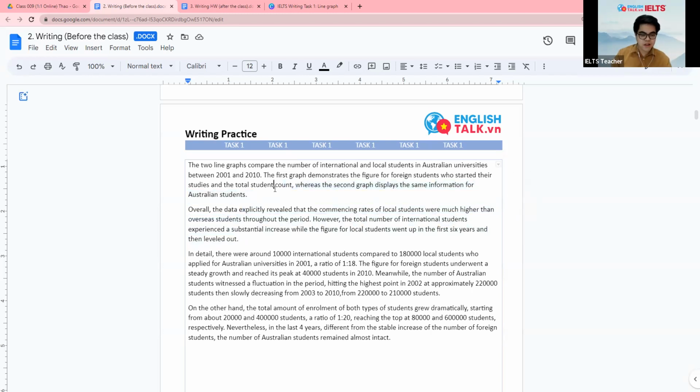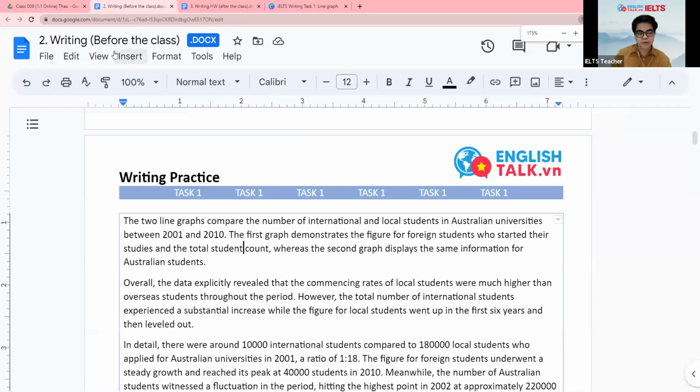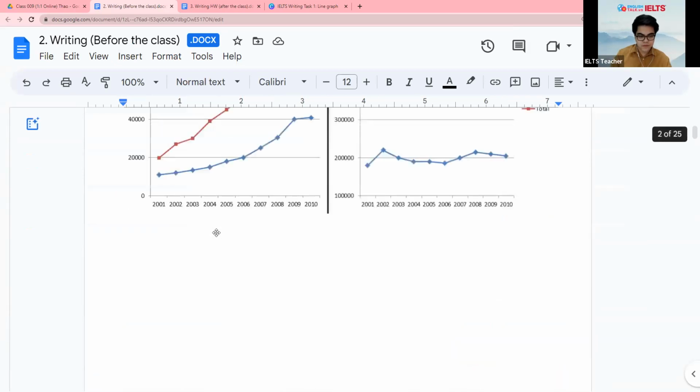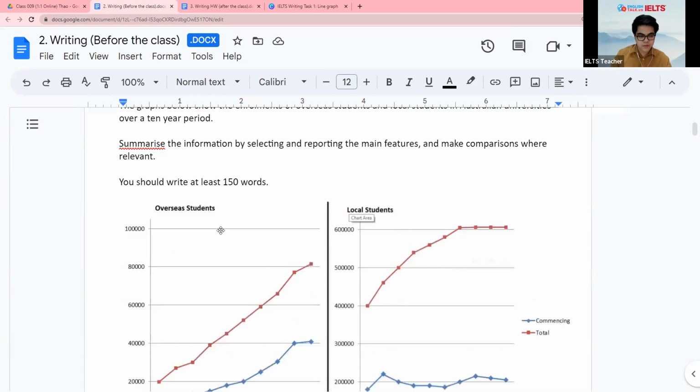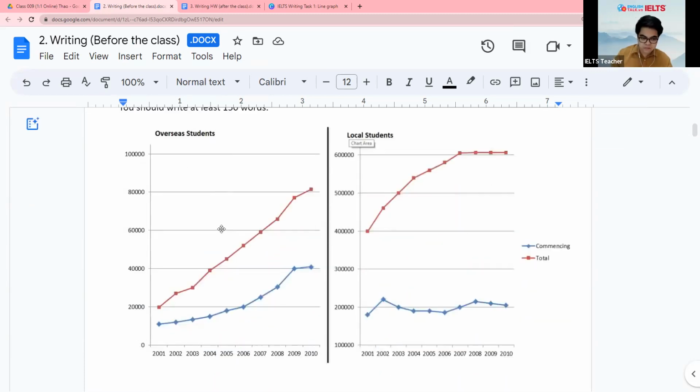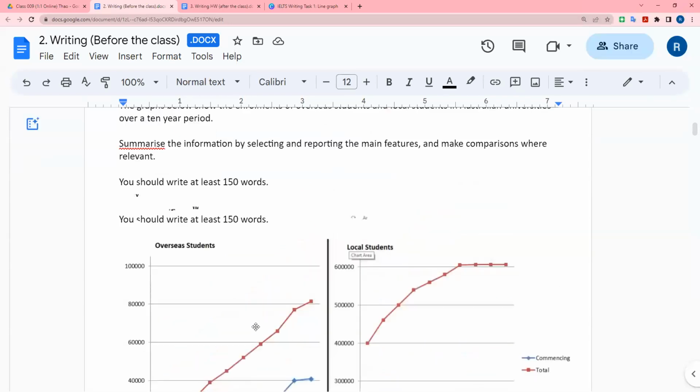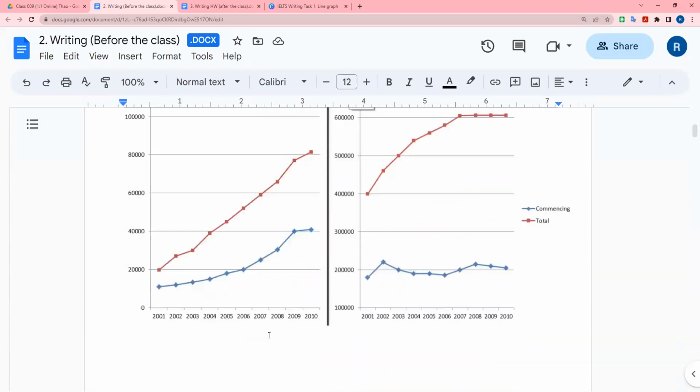But first, I'm gonna check your before-class writing. So this is the line graph. If you remember, this is what you did yesterday, or perhaps this morning. Yesterday, okay.